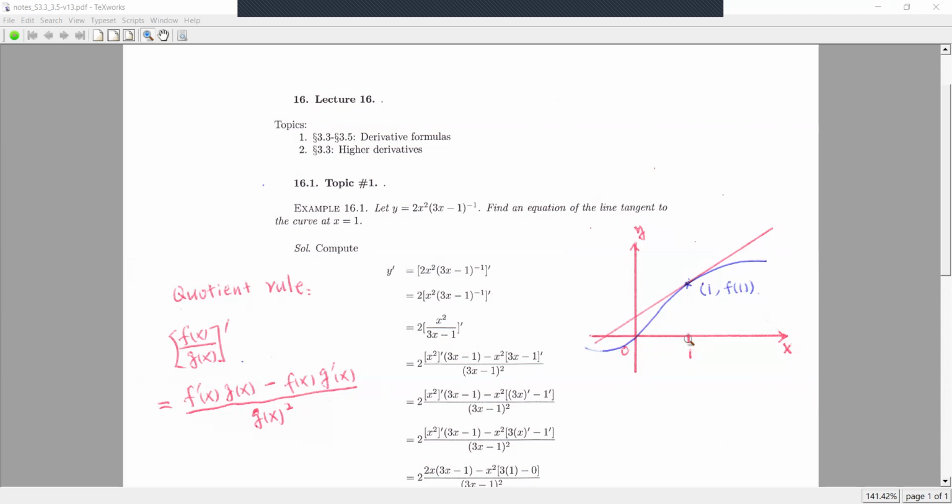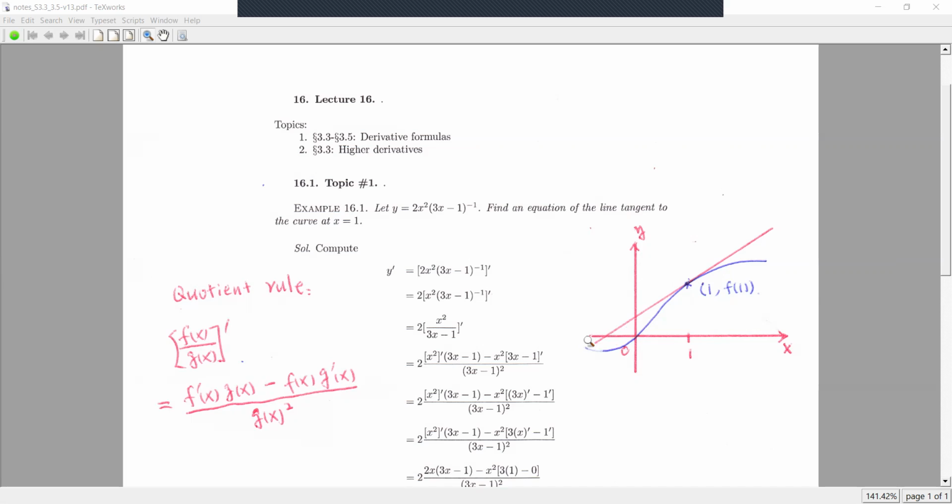Suppose 1 is here. Corresponding to 1 is this point on the graph of the function. This point, the x coordinate is 1. The y coordinate is the function value at 1. To get the function value at 1, plug in 1 for the x here, then the function value at 1 is 1. So this point, the x coordinate is 1, and the y coordinate is also 1.